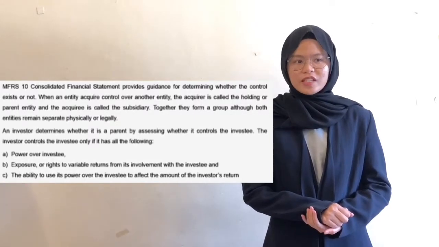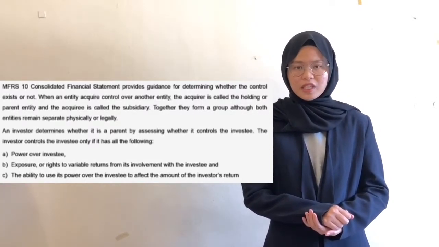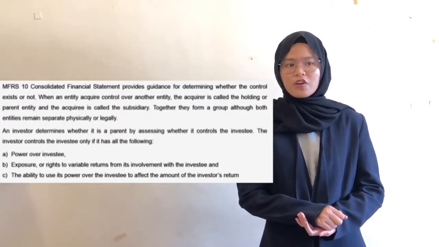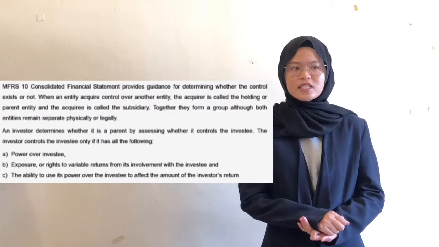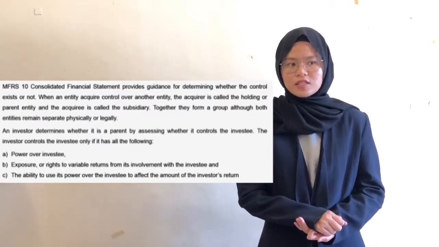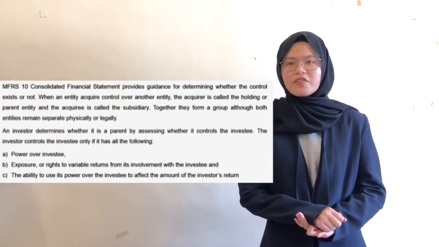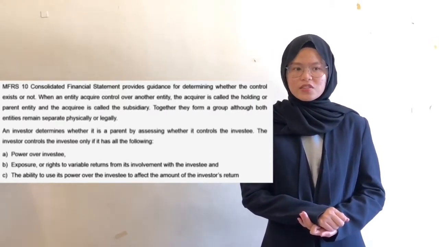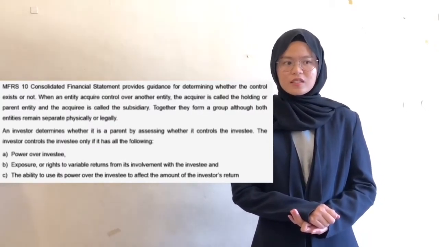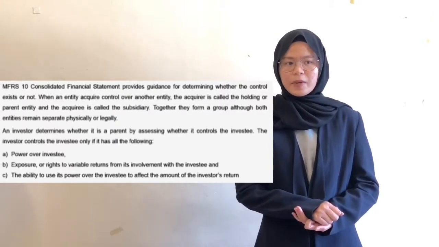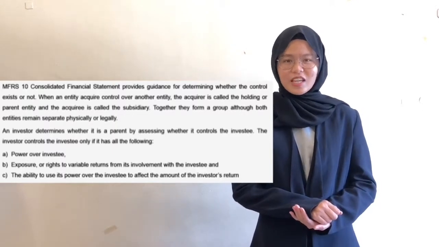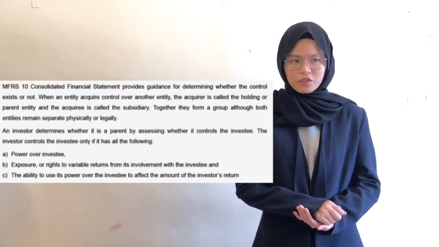MFRS 10 Consolidated Financial Statements provides guidance for determining whether control exists or not. When an entity acquires control over another entity, the acquirer is called the holding or parent entity and the acquiree is called the subsidiary. Together, they form a group, although both entities remain separate legally. An investor determines whether it is a parent by assessing whether it controls the investee. The investor controls the investee only if it has all the following.